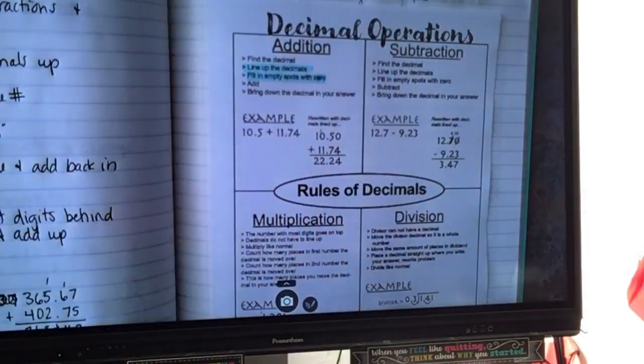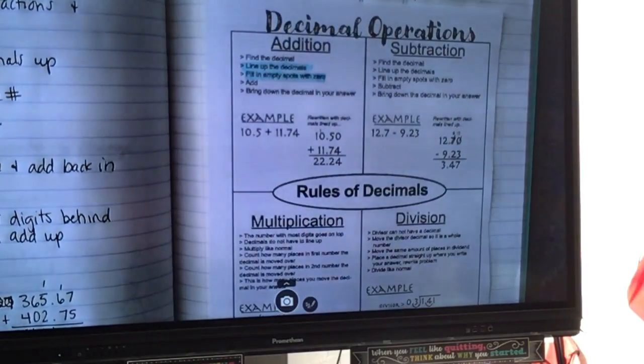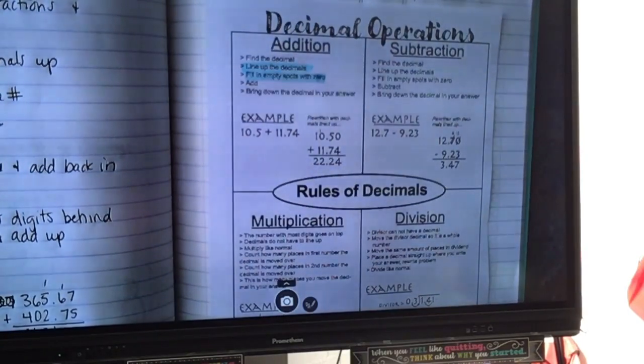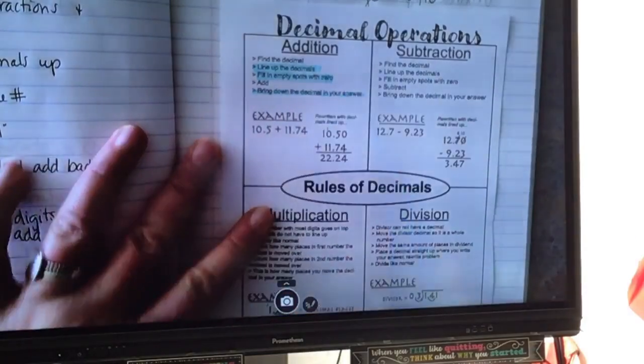Why do we need to do that? Like, why is that important? Ronnie? It's like a placeholder. Right, it's a placeholder, because sometimes if we don't, we'll shift our numbers over or we'll forget that it's there. All right, anything else that you want to highlight in that first one? Bring down the decimal. Okay, so, making sure that you're bringing down that decimal.